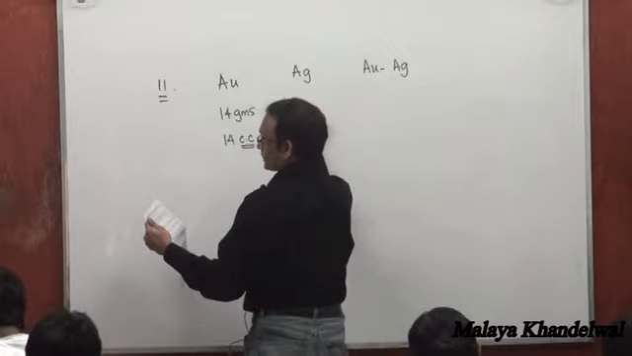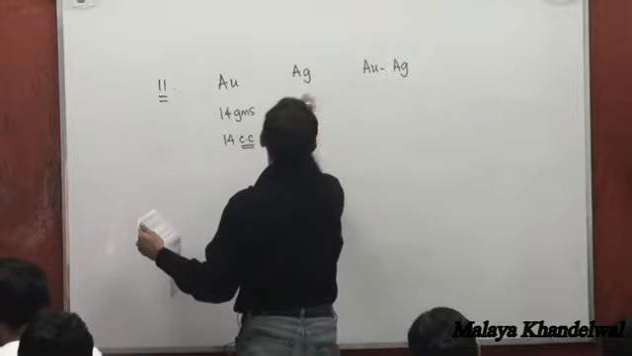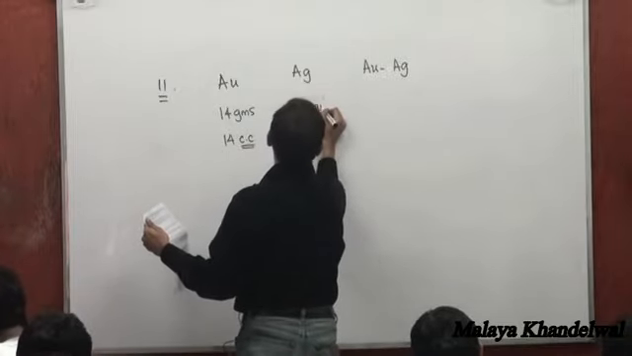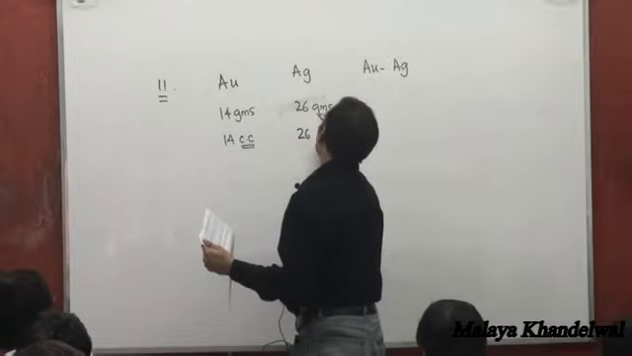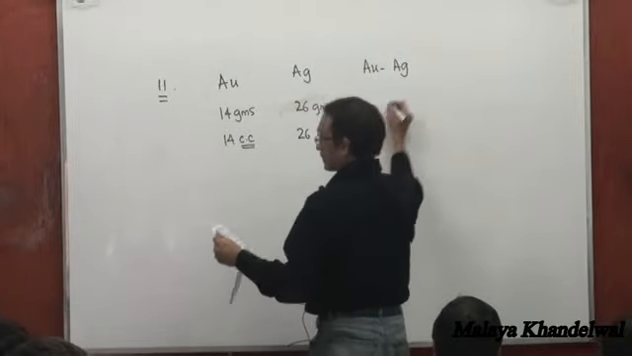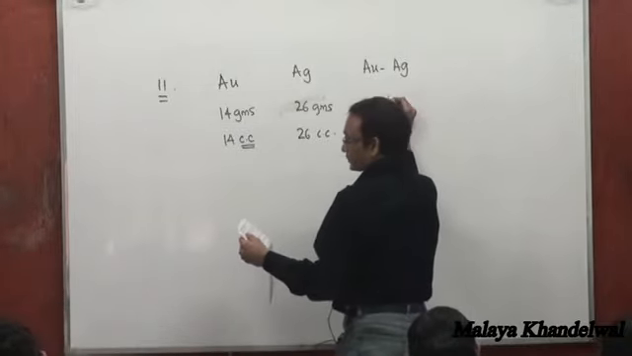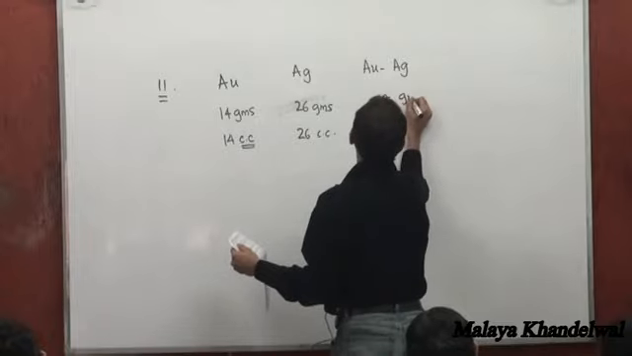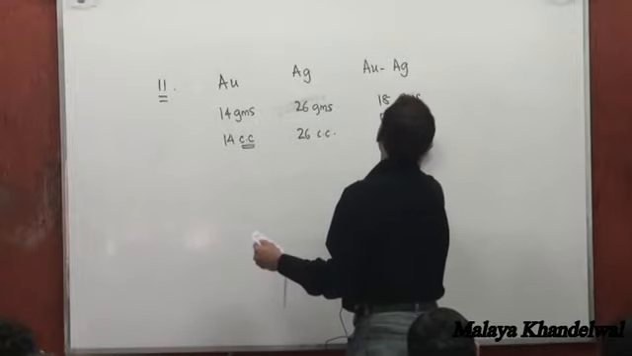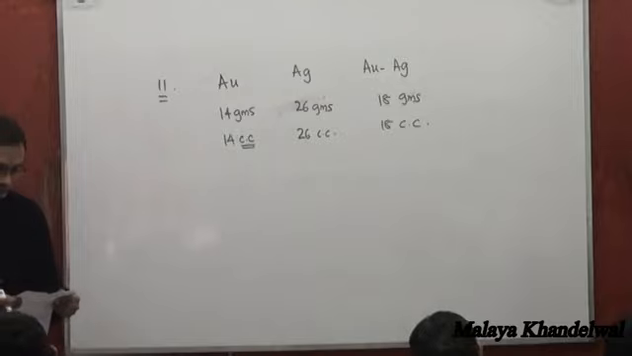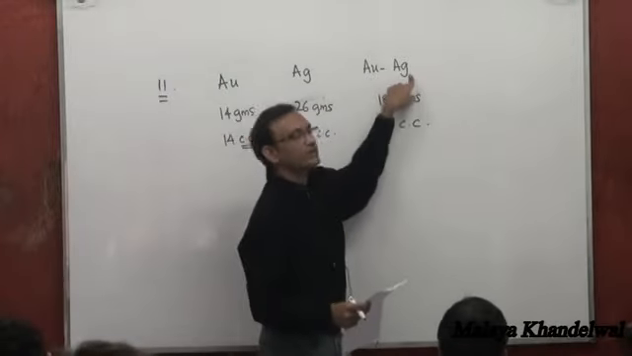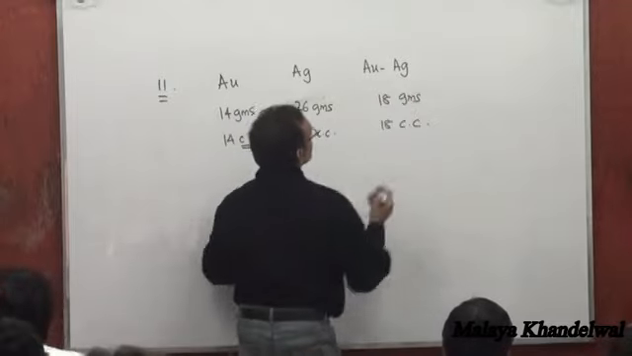Silver loses 26 grams. That means it has displaced 26 cc, that means its own volume must be 26 cc. And the gold silver alloy loses 18 grams. That means its own volume must be 18 cc. Right? What proportion by weight of the alloy is gold?